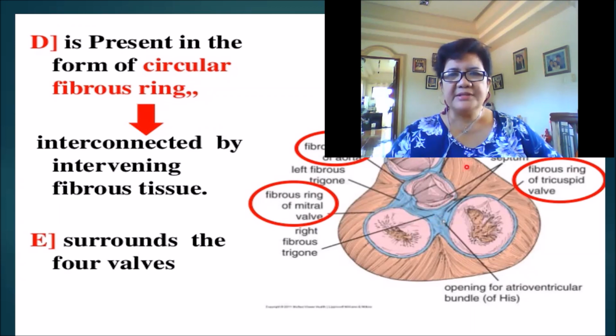So this fibrous skeleton will be encircling and will form a fibrous ring that will surround the three valves. So there is a connection of the four valves.